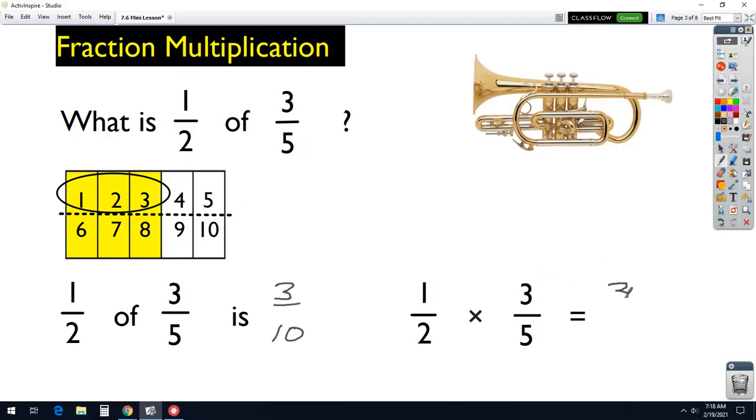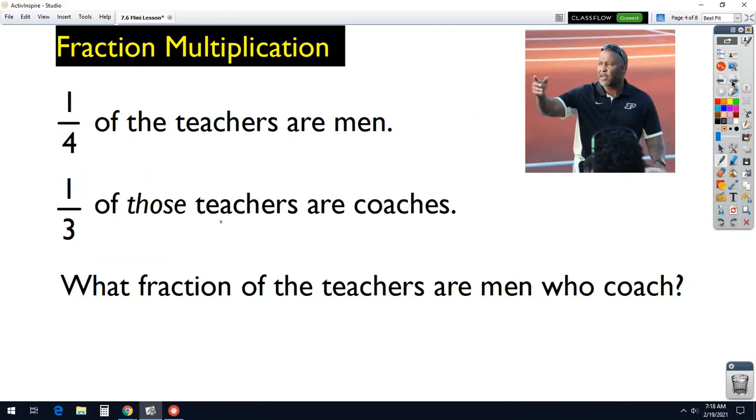Well, in order to get 3 for my numerator, how did I get that? I multiplied 1 times 3 in my numerator times my other numerator. And how did I get 10 on the bottom? Well, 2 times 5 is 10. So that tells me I multiplied my denominator times my other denominator. So 3/10 of the class plays a brass musical instrument. We can do the same thing here with people.